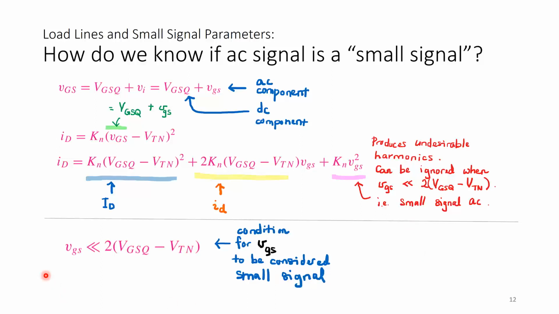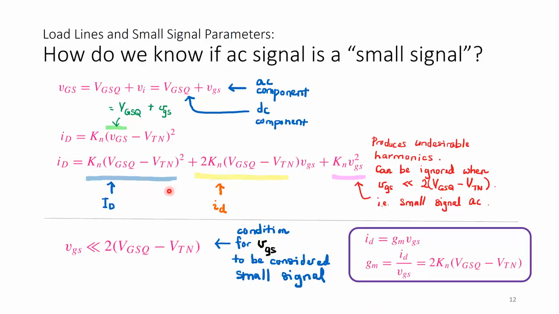So we have vgs less than 2 times the DC value of VGSQ minus VTN. So this is the condition for vgs to be considered small signal. Also from this expression, we have ID related to vgs by these device parameters and bias values. So we introduce the term gm, where id equals gm vgs, and gm, rearranging this and referring to this, gets 2Kn times (VGSQ minus VTN).